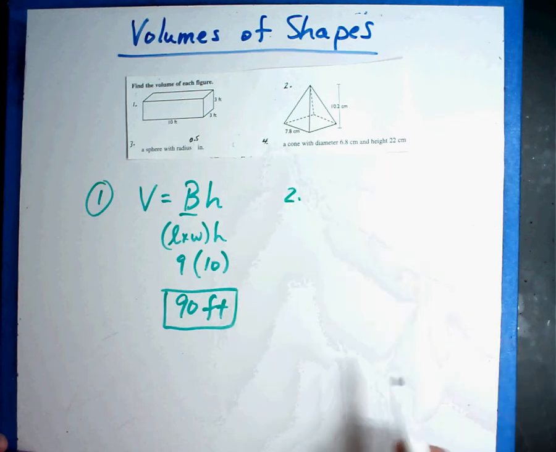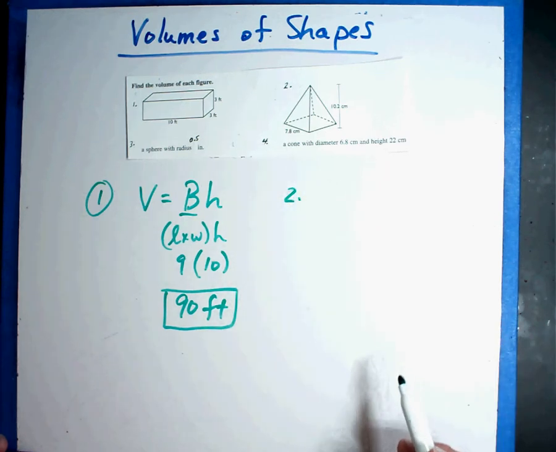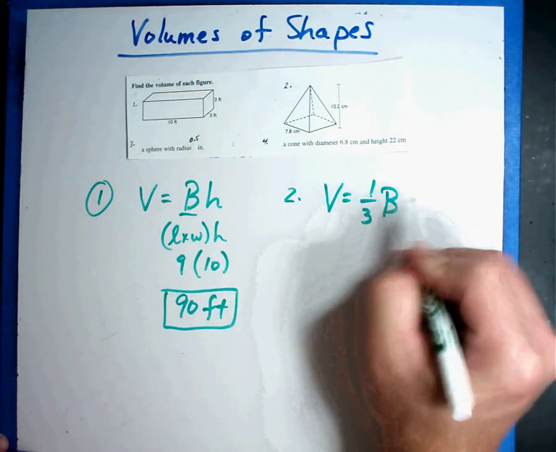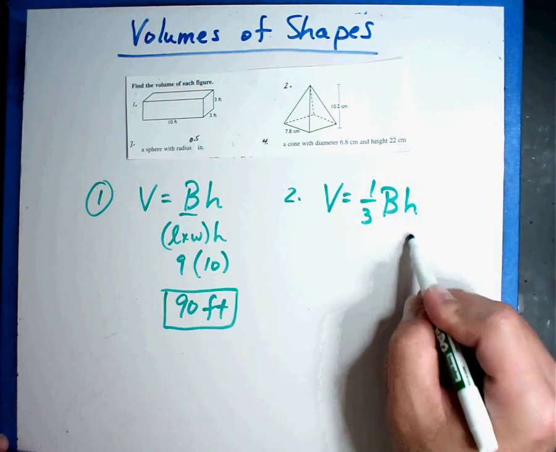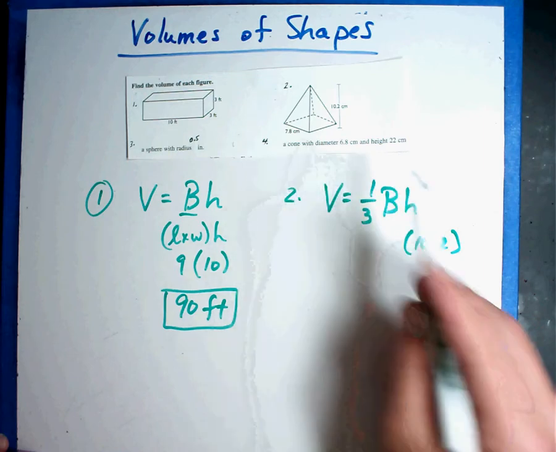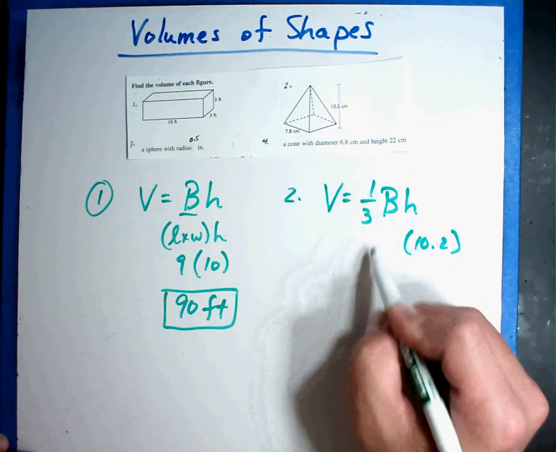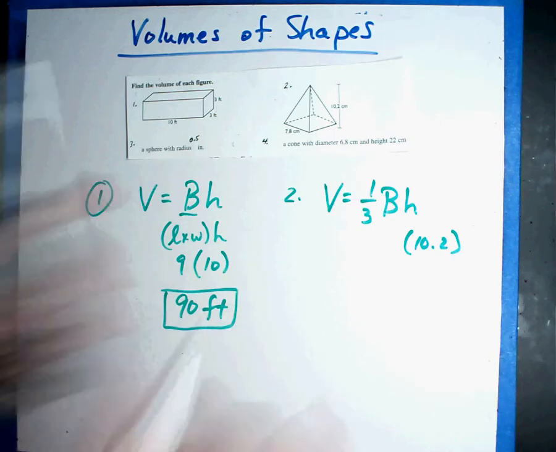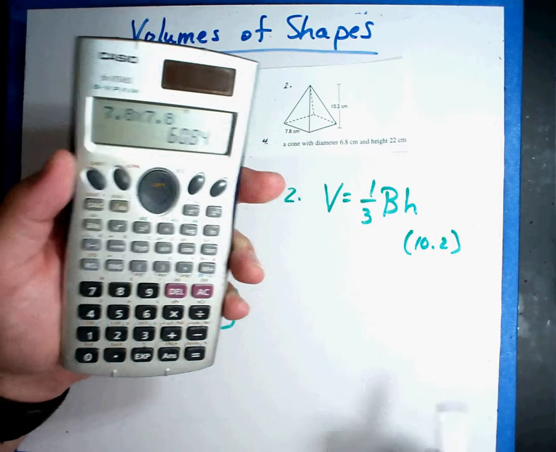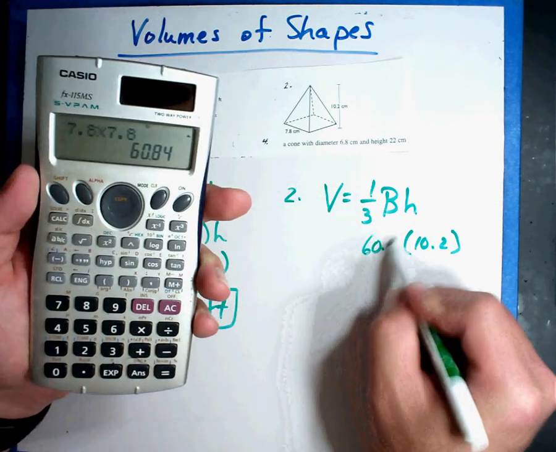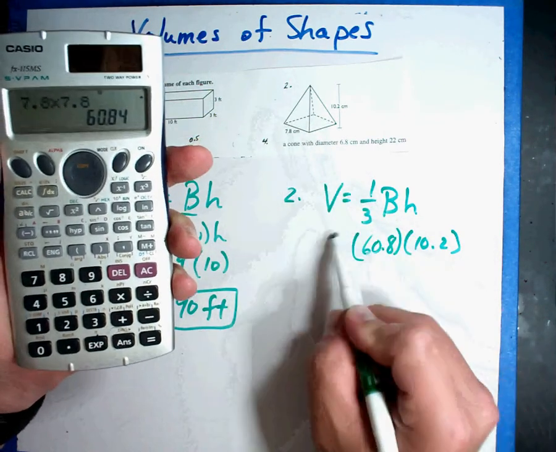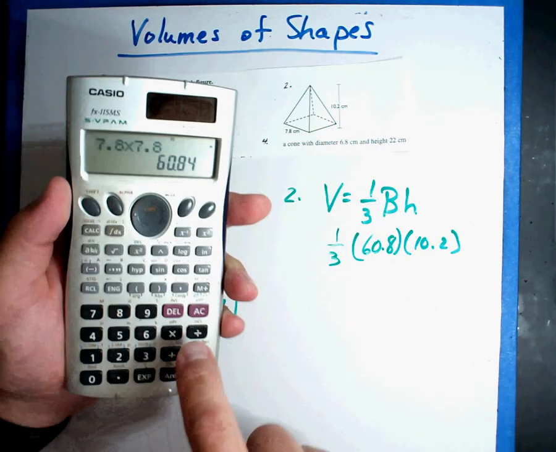For number 2, you're going to be doing the volume of a pyramid, and the volume is equal to 1/3, again, big B times H. Well, I can see that the H is 10.2, and the base is 7.8 for each side. So since that's a square, 7.8 times 7.8, well, I'm going to use my calculator. 7.8 times 7.8 is 60.8. I'll just round it to that. So that's the area of that bottom square.